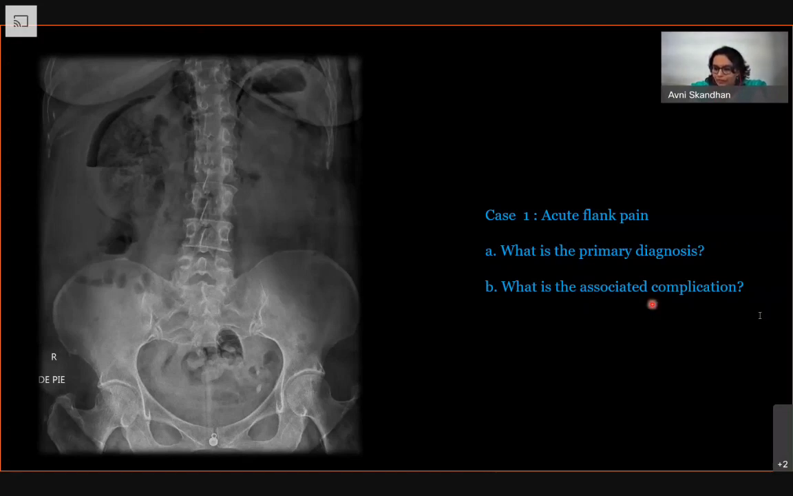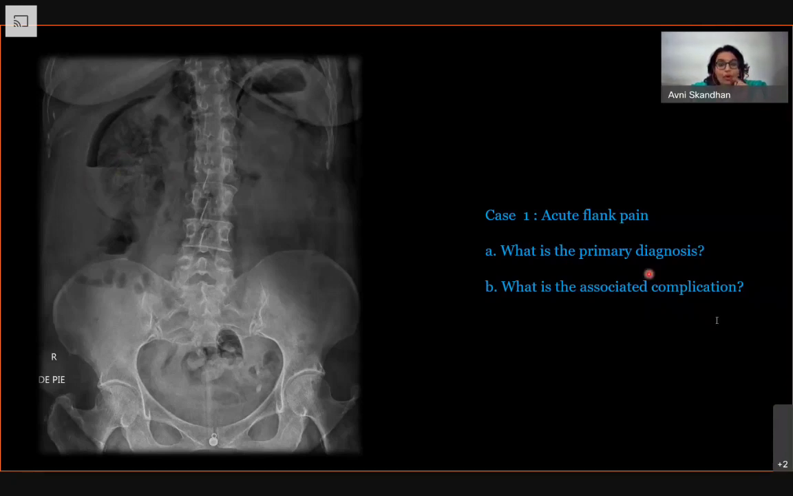I've already started getting answers. It's pretty straightforward. It is emphysematous pyelonephritis. I'm seeing all of you are getting it right. There's only one person who's told me the complication till now, that's Divakar. There is an abscess. I asked you what the complication is also.